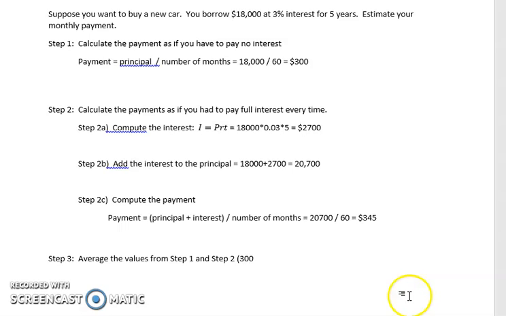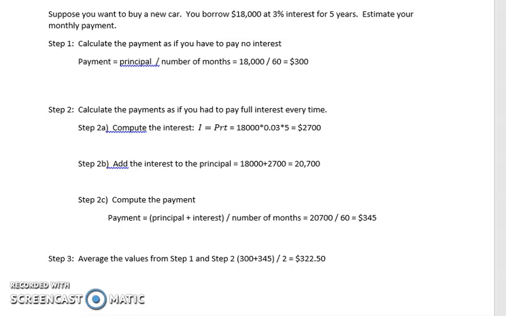So we take 300 plus 345, and we divide by 2, and we get the estimate of $322.50. So there would be the estimate of our monthly payment.